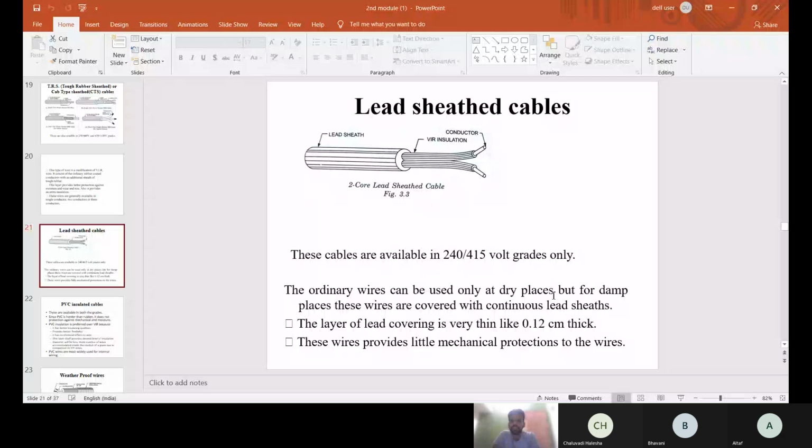Ordinary wires can be used only at dry places, but for damp places, these wires are covered with continuous lead sheaths. The layer of lead covering is very thin, like 0.12 centimeter thick. Whatever amount of lead we use for the outer surface, it is a very small layer, and as I told, it provides mechanical protection to the wires. These lead sheathed cables are mainly used for underground cables, and the lead sheath is used for mechanical protection. Next is PVC insulated cables, polyvinyl chloride.